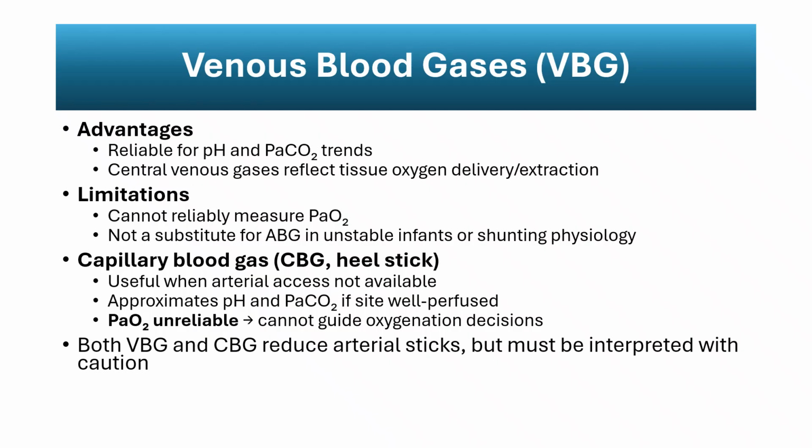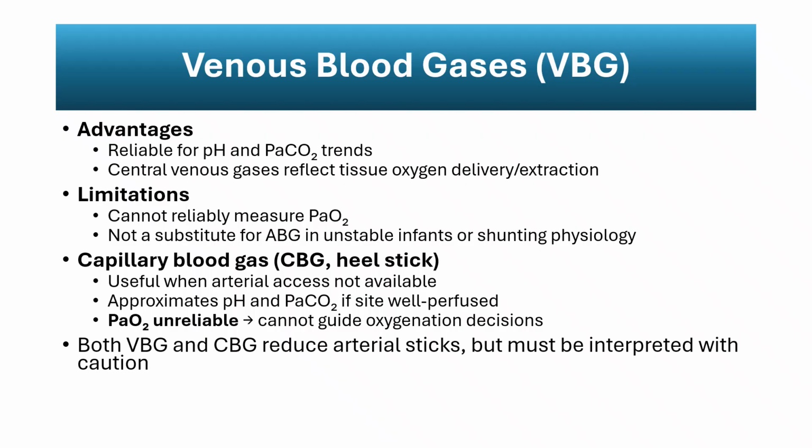Central venous gases, obtained from umbilical or peripherally inserted central lines, reflect the balance between tissue oxygen delivery and consumption, offering insight into perfusion adequacy rather than pulmonary gas exchange. However, venous gases cannot accurately measure oxygenation. PaO2 values from venous samples vary widely with tissue extraction and should never be used to guide oxygen or ventilator adjustments. In infants with shunting or unstable perfusion, reliance on venous samples can underestimate the severity of hypoxemia.